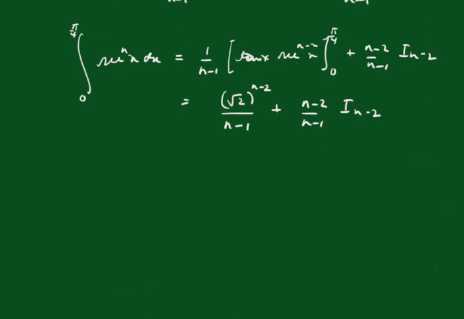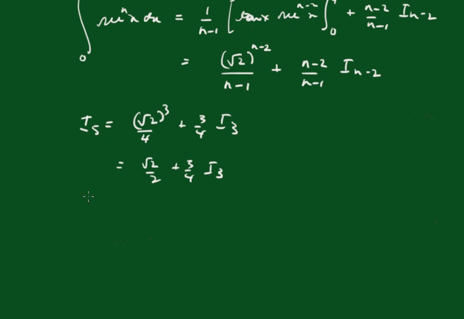Okay, now we've got to find out what I5 is. Well, I5 is going to be equal to root 2 cubed on 4 plus 3/4 of I3, and that becomes root 2 on 2 plus 3/4 I3. I3 is root 2 on 2 plus a half of I1.